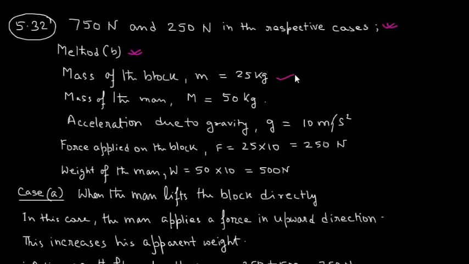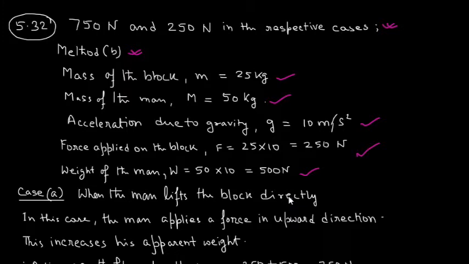Mass of the block m is equal to 25 kg. Mass of the man capital M is equal to 50 kg. Acceleration due to gravity is 10 meter per second square. Force applied on the block F is equal to 25 into 10, that is 250 Newton. Weight of the man W is equal to 50 into 10, that is 500 Newton.